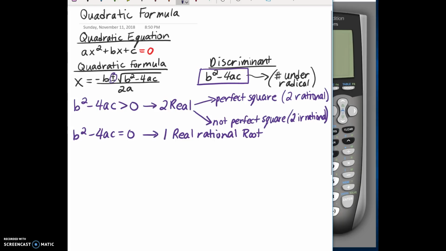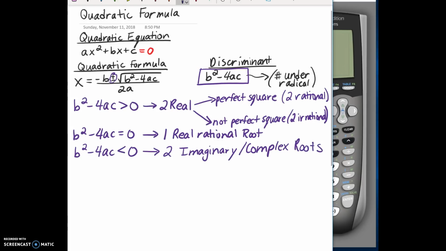Okay, and the last scenario goes with what we just learned about complex numbers. If you get less than 0 or a negative number underneath your radical, you will get two imaginary or complex roots. Complex would be if you have a real and imaginary part, and then the imaginary would be just the imaginary part. And you could get both of those scenarios.